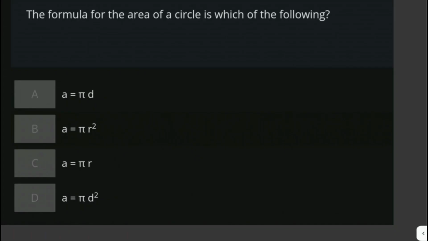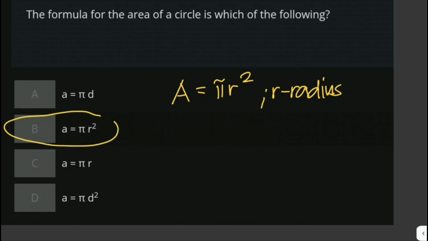The formula for the area of a circle is which of the following? Now to solve for the area of the circle, we can use this formula. Area equals pi r squared, where r here is the radius. So the answer here is letter B.